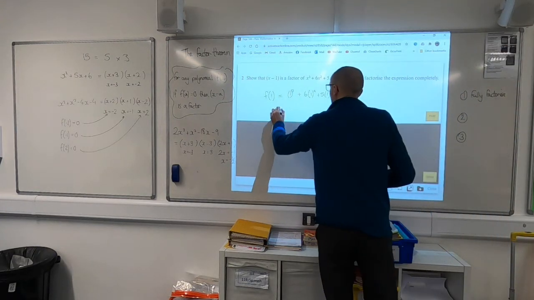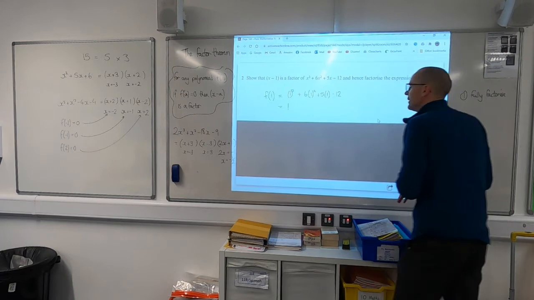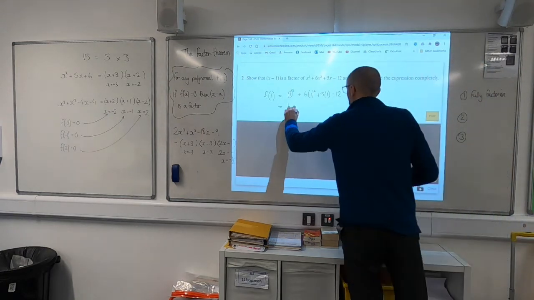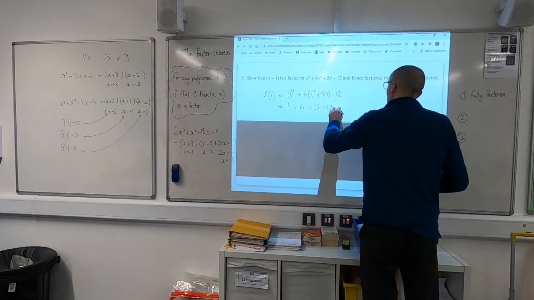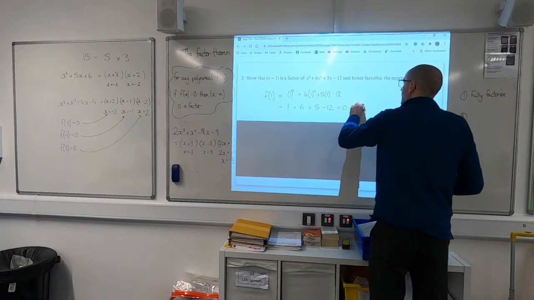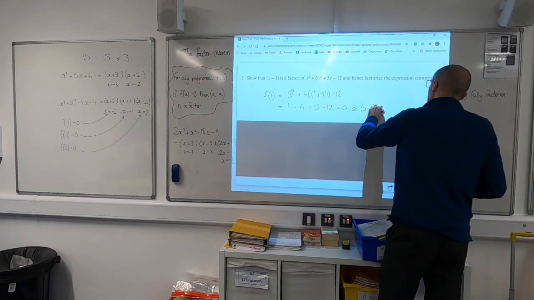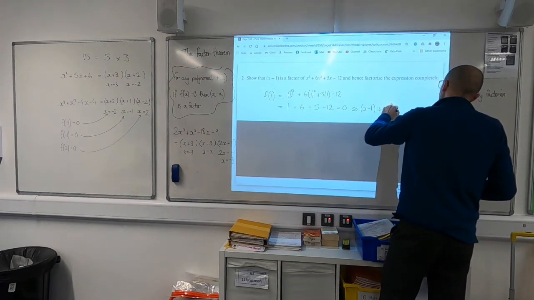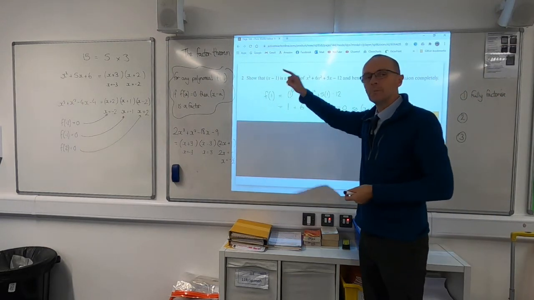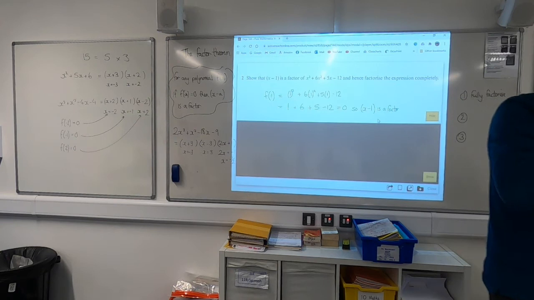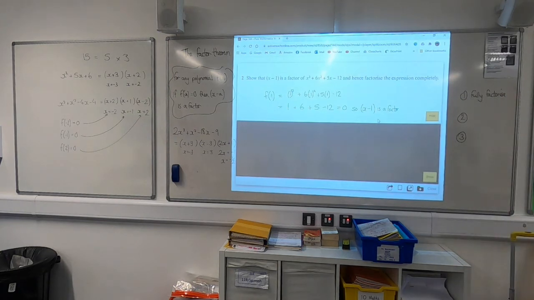1 cubed is 1, 6 lots of 1 squared is 6, 5 lots of 1 is 5, take away 12, that's 0. So x minus 1 is a factor. So that's me pretending I haven't got the table function. That's me saying I can prove this is a factor by proving that x equals 1 makes that polynomial equal to 0.